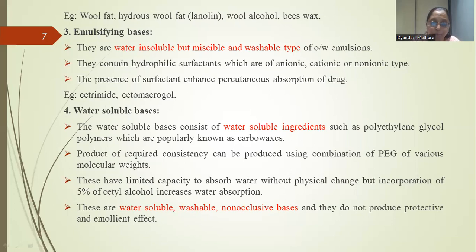Now, a very important property of these water soluble bases, of course, they are soluble in water. If they are soluble in water, that means they are easily washable. And non-occlusive bases. Why non-occlusive? Because these are easily removed from the surface of skin with the help of water. So these are easily washable bases. Therefore, there is no occlusiveness, and they do not produce protective and emollient effect. Understood? So these are the 4 types of ointment bases.